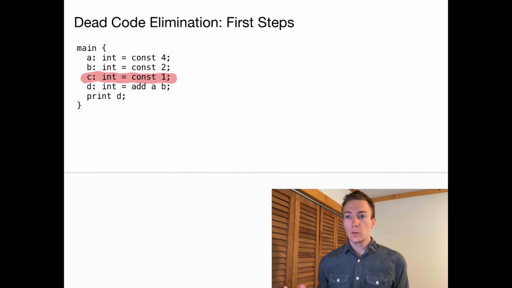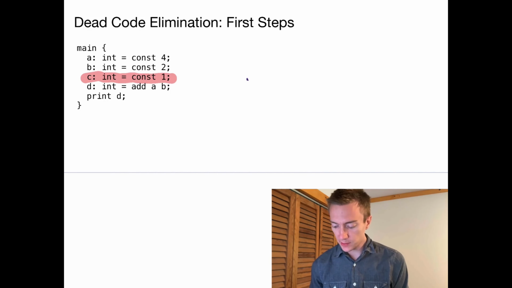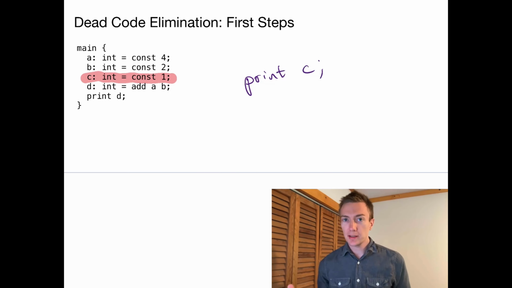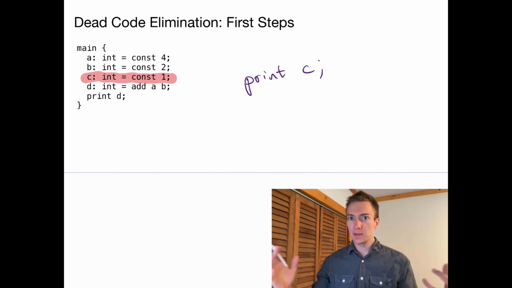Here's how I would phrase it. We can delete any instruction that assigns to a variable that is never used as an argument anywhere in the function, as long as that instruction has no side effects. By side effects, I just mean that we shouldn't eliminate instructions that don't seem to assign to a variable, and yet they have an effect on the outside world. For example, Brill has a print instruction. You can say like print C, for example, and it shouldn't be penalized for the fact that it doesn't assign to a variable, and therefore it seems to be dead because it doesn't produce any values used elsewhere.